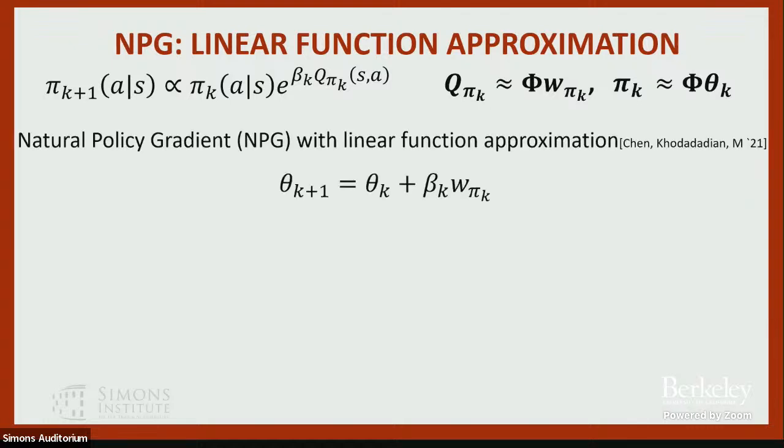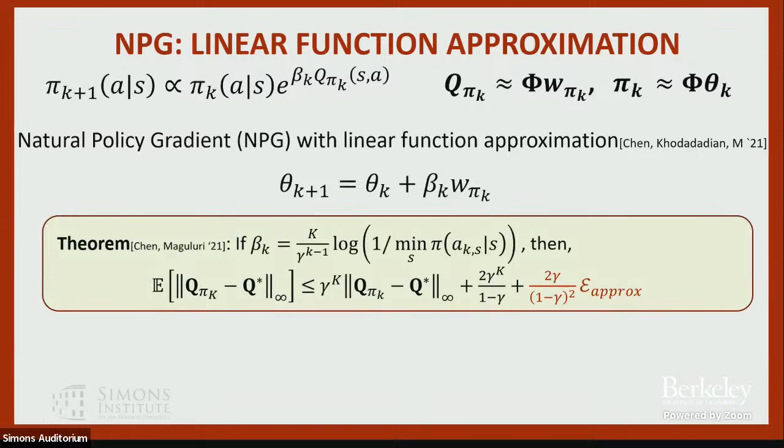If I were to do that, this update equation becomes very simple. It's just this equation. Now pi is represented by phi times theta. So instead of working with pi k plus 1, I'll work with theta k plus 1, because theta is a d-dimensional vector. So theta k plus 1 is simply going to be theta k plus beta k times w pi k. And this w pi k is the solution of the projected Bellman equation. So now what is going to happen? Because I'm doing these projections at every step, I'm actually going to incur some errors. There's nothing I can do about it.